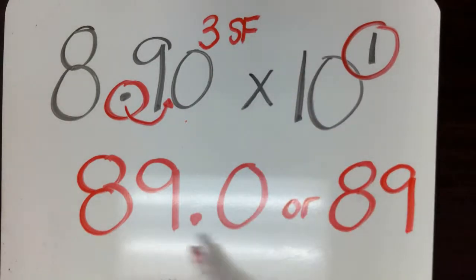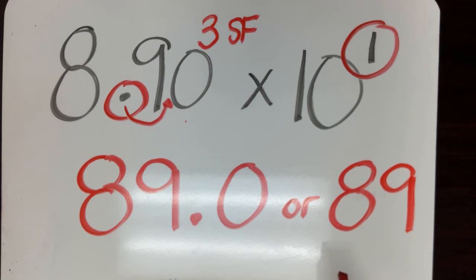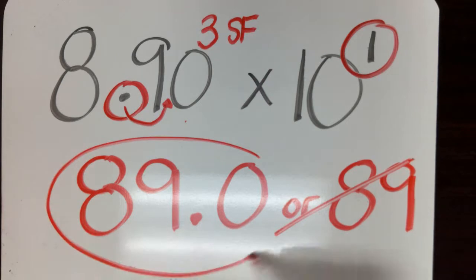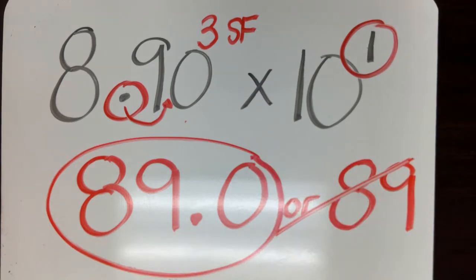And so in our final answer, when we expand this, how many significant figures should we have? Also 3, because it's not stated. So therefore, we stick with 89.0, not 89. Okay? So 89.0 is the final answer to number 3.